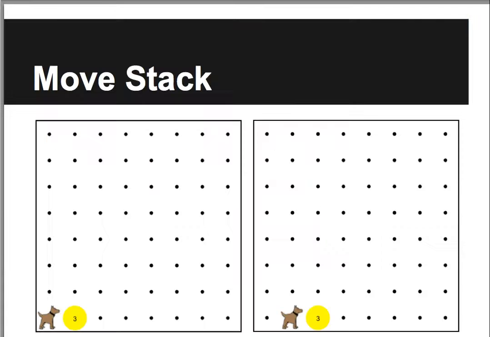Hi, in this video we're going to write a few more example Karel programs and talk about how to test your programs in Karel. So the first program we're going to write is one that moves a stack of balls one spot over to the right. So we'll start in the world on the left. We want to end up in the world on the right.